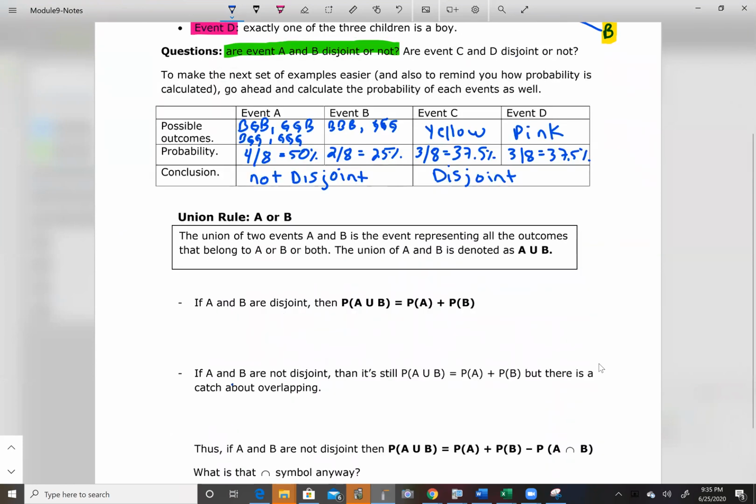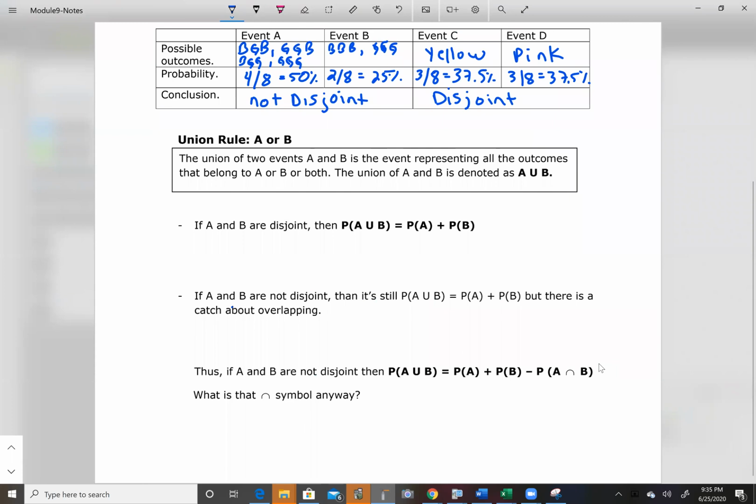So union rules. The union of 2 events A and B is the event representing all of the outcomes that belong to A or B or both. The union of A and B is denoted as A union B. So it can be either A, or it can be B, or it can be in both. So in any one of those circles on the Venn diagram. Okay, and it gives us some formulas.